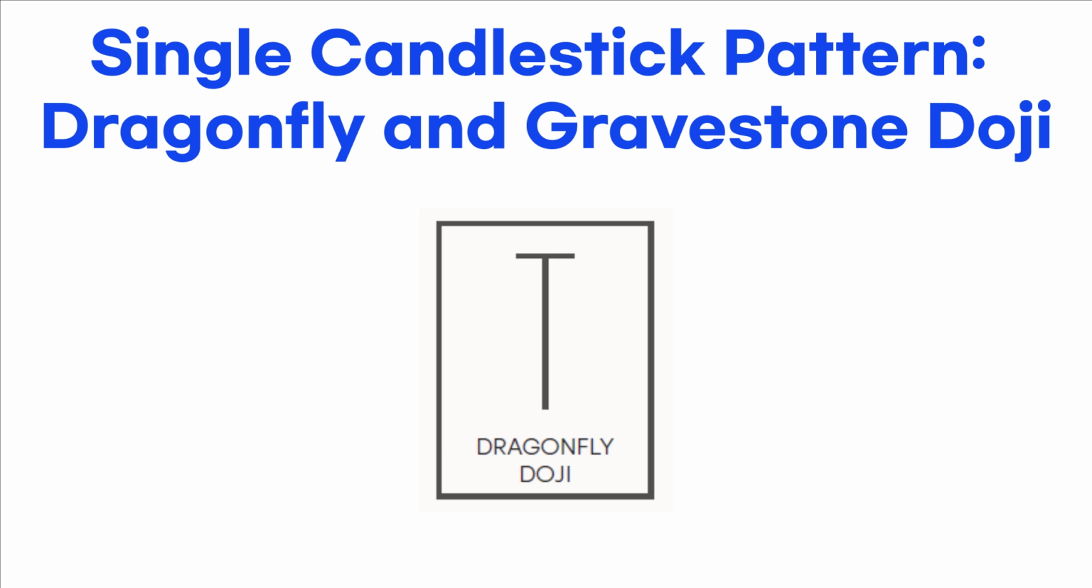A Dragonfly Doji is a bullish reversal pattern that is typically found at the end of a downtrend. What it shows us is that sellers tried to force prices lower, but there was a strong rejection by buyers in the market, who then forced prices up to close at or very near to the open price. This gives us a very bullish signal that price could move up from here.